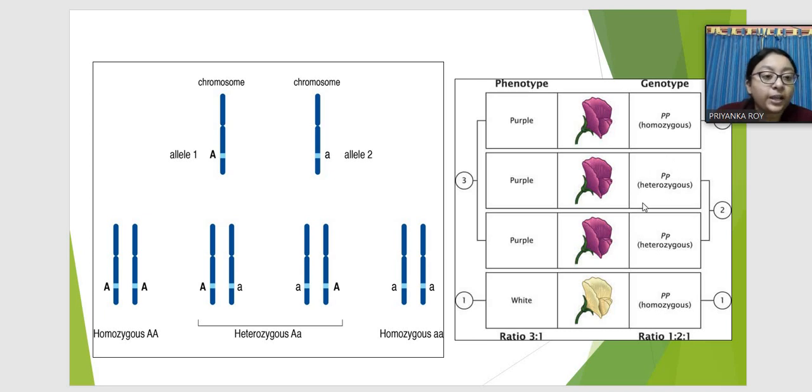If it is heterozygous, then it will show this purple color. If it is heterozygous again, it will show this purple color. And if it is white, then only when small p is there, in the homozygous condition, will it show white. So genotype is of three types, 1:2:1. And phenotype will be of only two types, 3:1. So this is the difference between physical appearance, phenotype, and the genetic combination, genotype.